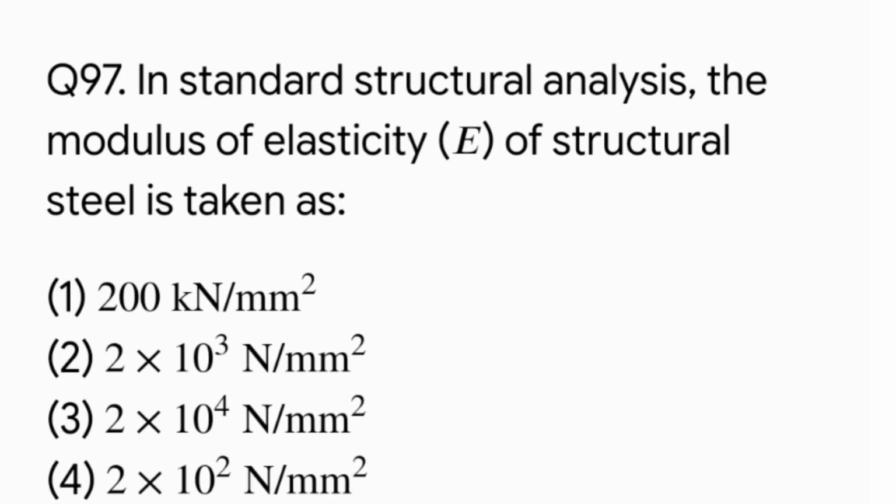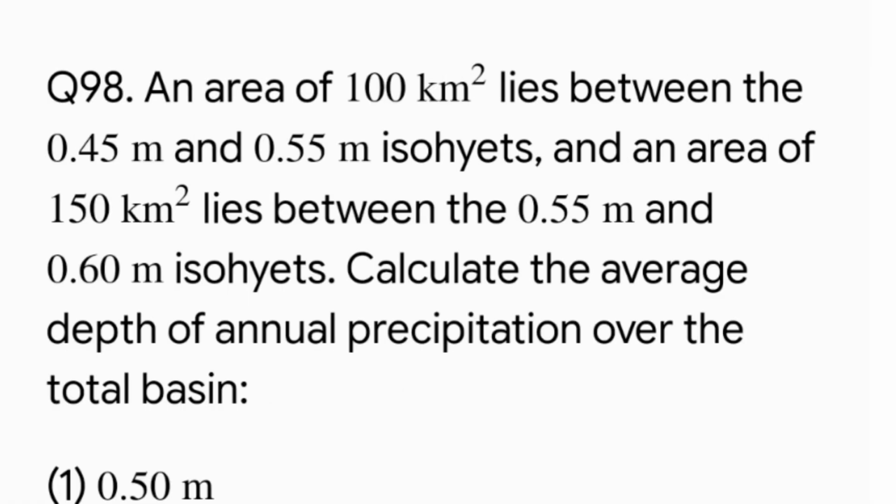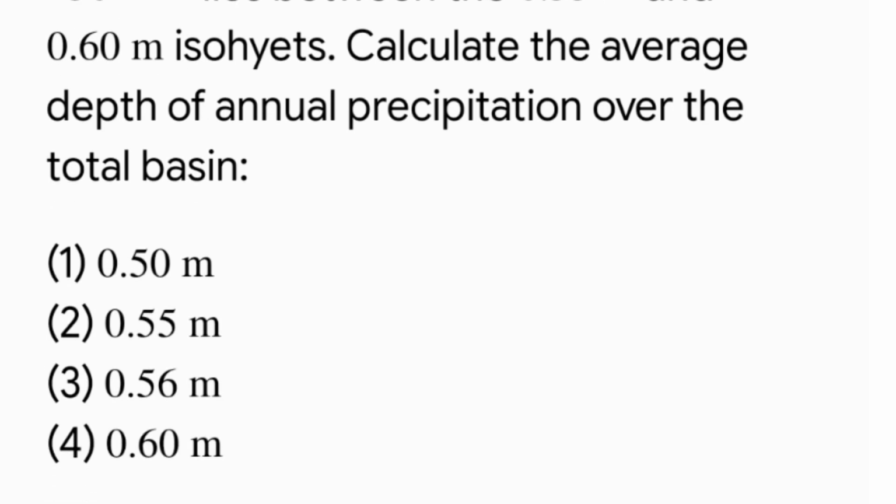In standard structural analysis, the modulus of elasticity of structural steel is taken as. Correct answer 200 kN per mm squared. Next question. An area of 100 km square lies between the 0.45 meter and 0.55 meter isohyets, and an area of 150 km square lies between 0.55 meter and 0.6 meter isohyets. Calculate the depth of annual precipitation over the total basin. Correct answer 0.56 meter.